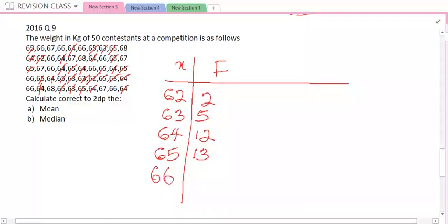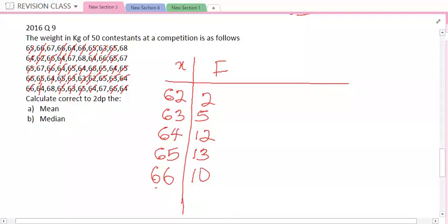How many times does 66 occur? We go back to the data. We have 1, 2, 3, 4, 5, 6, 7, 8, 9, 10. So 66 occurs 10 times. So you go there, you write 10.